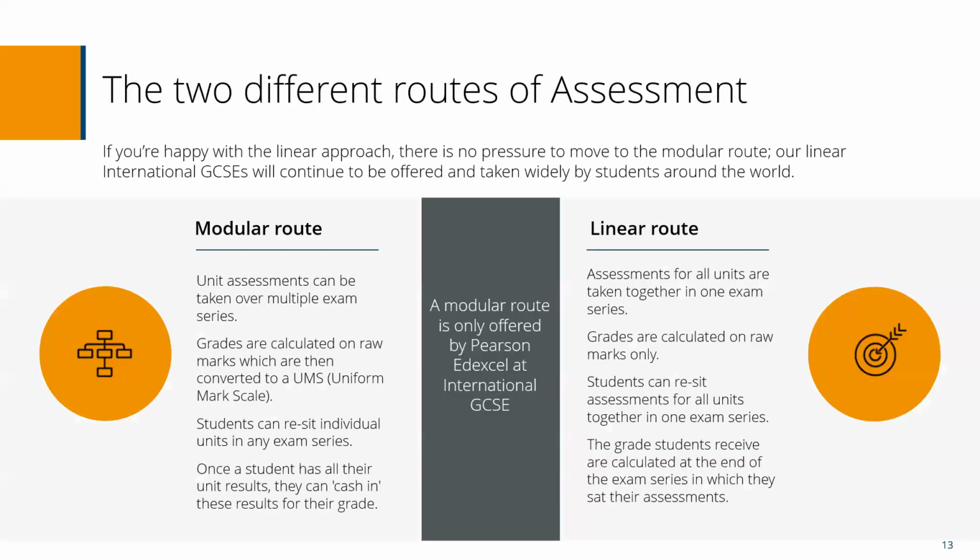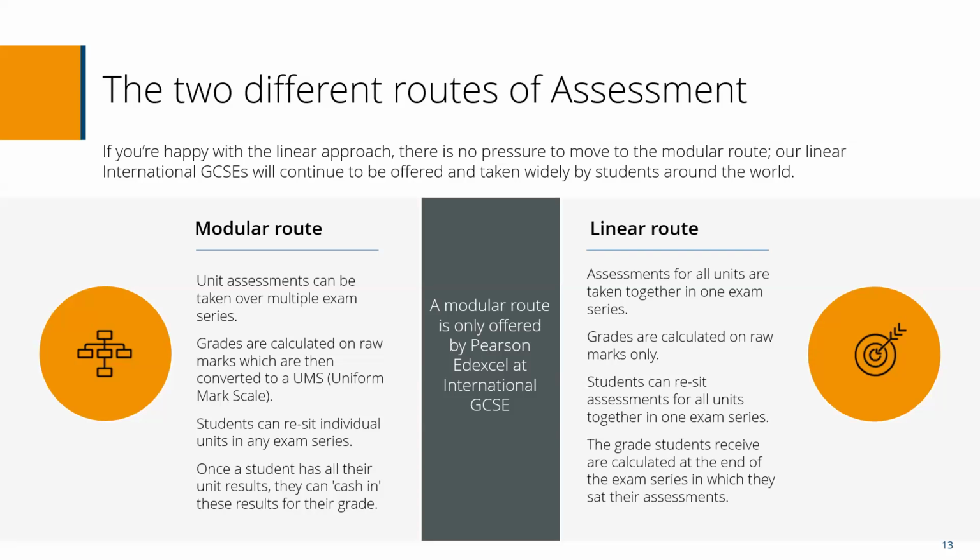Okay, so what's this new modular route all about? Well, let me stress straight away, the teaching, the specification is exactly the same. It's just the way that information is carved up in order to sit the exams. So the modular route, the unit assessment can be taken over multiple exam series. Grades are calculated on raw marks, which are then converted to what's called a UMS. Students can resit individual units at any exam series. And once a student has all their unit results, they can cash them in for these results.